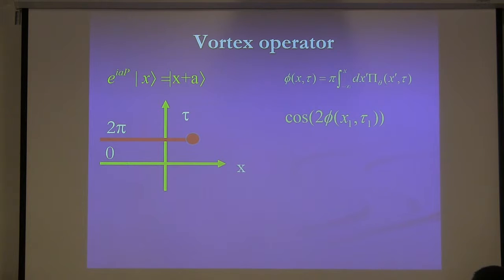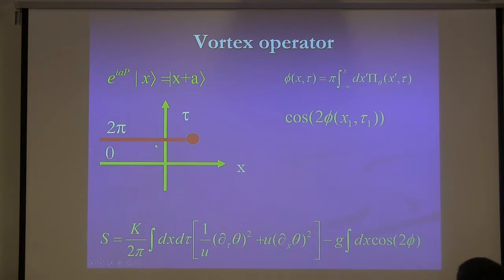Okay? So you notice that what this object is doing is creating vortices, where the variable theta will turn by 2 pi when I go around this point, because I can spread the discontinuity. Instead of making it brutal, I can make it smoother. So actually this is a vortex, this is an operator which will create vortices in the variable theta.